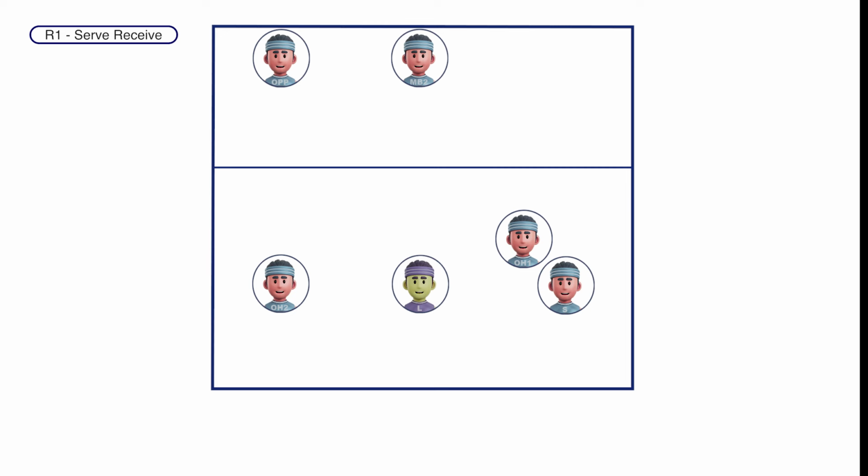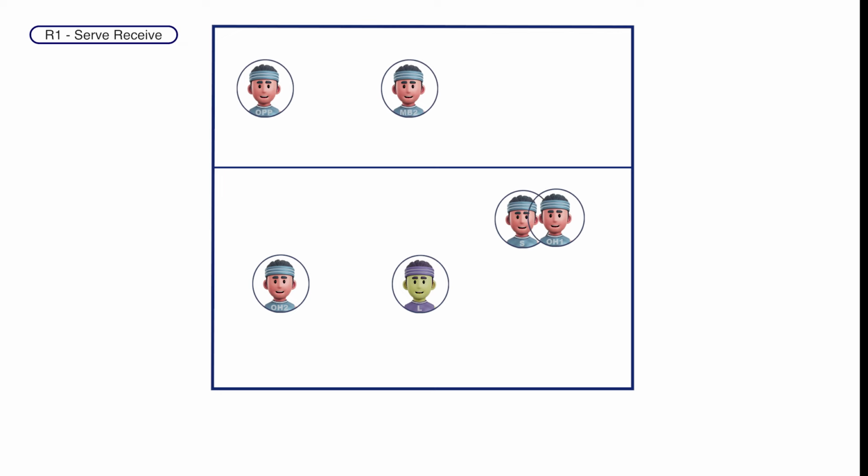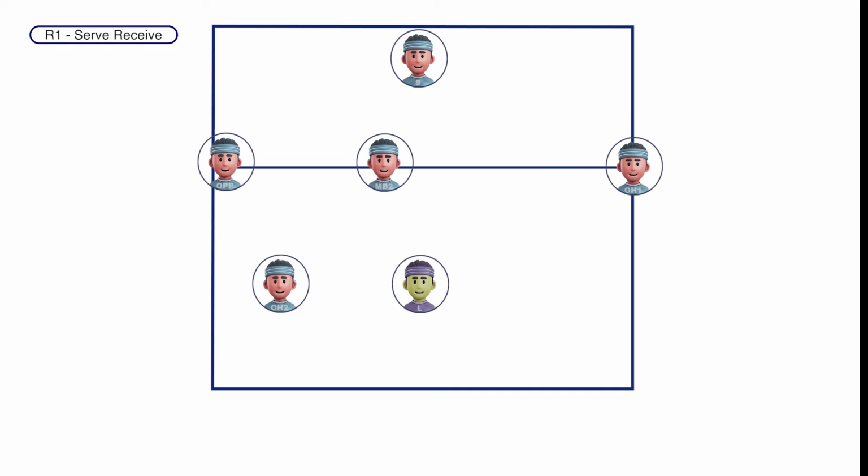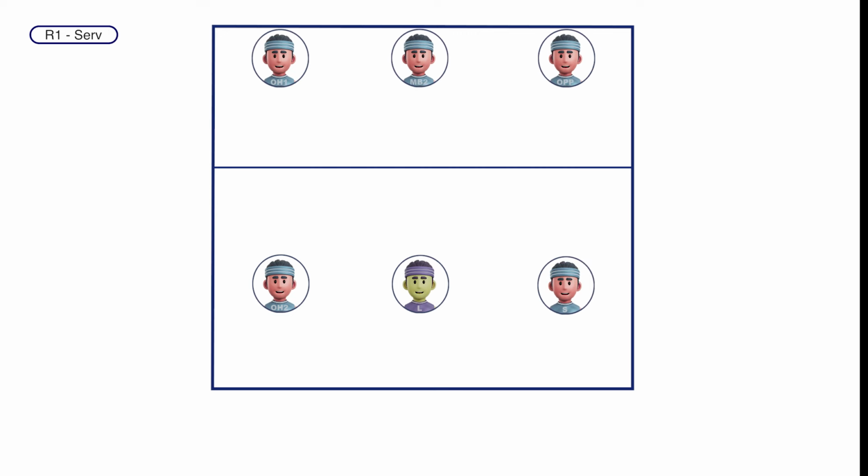Here, if you take a look, all the players are still in rotation and not overlapping each other. As the opponent's serve is contacted, the setter quickly moves towards his setting position. After the team successfully returns the ball, everyone shifts back into base positions.